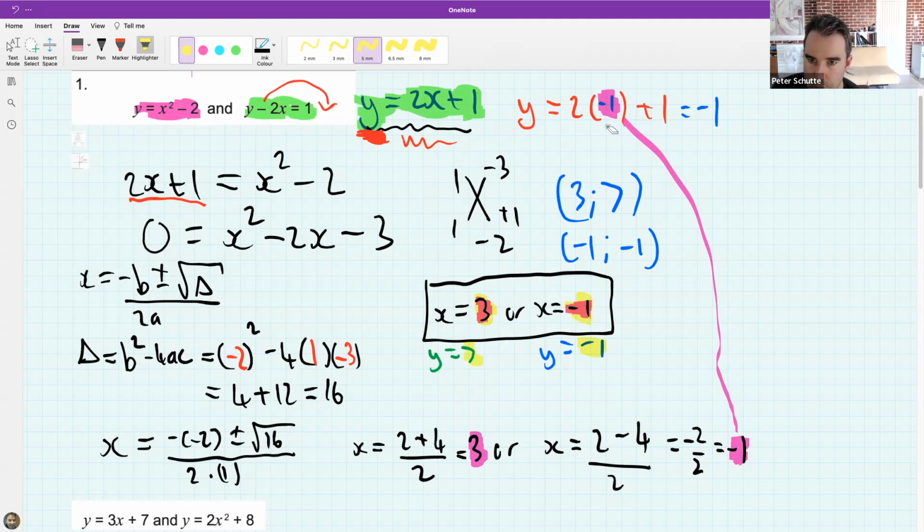So let me show you. If you look here, let's take 3 and put it here. What do we get when we go 2 times 3 plus 1? 2 times 3, 6. Can you see that plus I get 1? Would you agree it's 7? And so that's the 7 that we have down here.